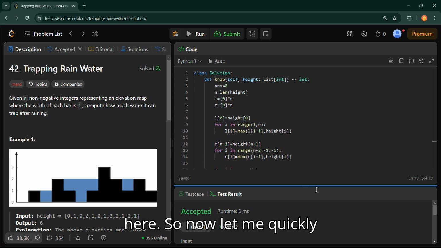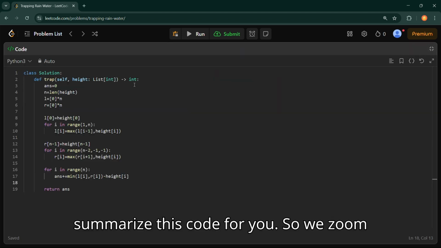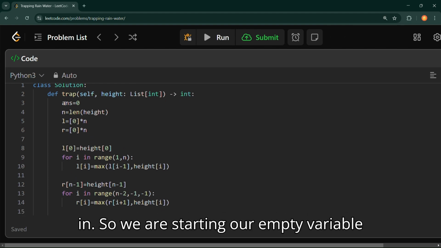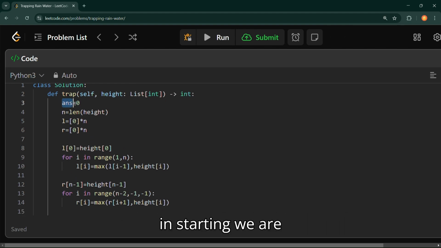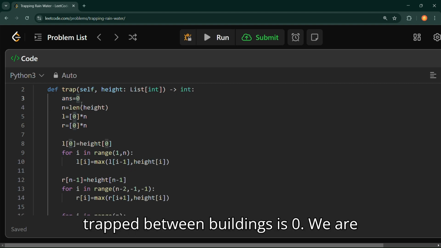So now let me quickly summarize this code for you. Let me zoom in. So we are starting an empty variable. In the starting, we are assuming that the amount of water that is trapped between buildings is 0. We are assuming this case.